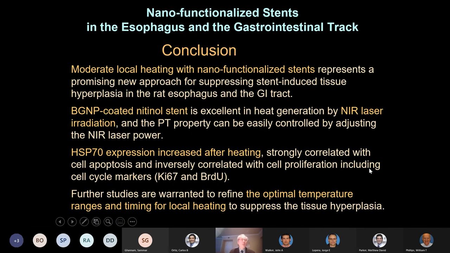In conclusion, moderate local heating with the nano-functionalized stents represents a promising new approach for suppressing stent-induced tissue hyperplasia in the esophagus and the GI tract. But further studies are warranted to refine the optimal temperature ranges and timing for local heating.